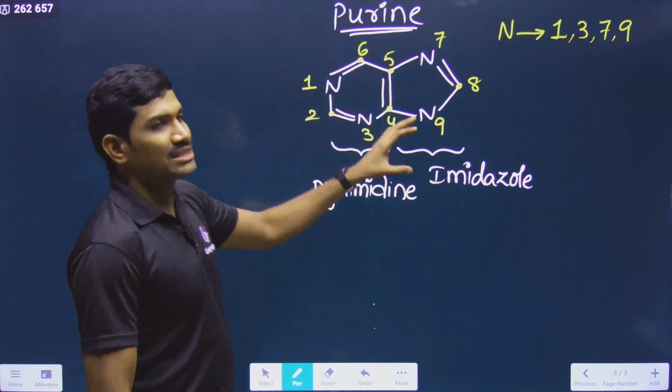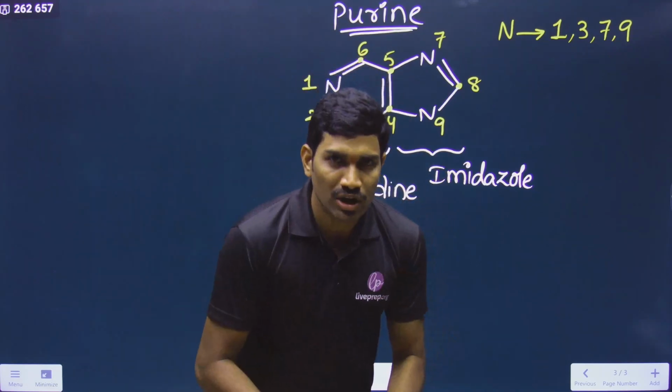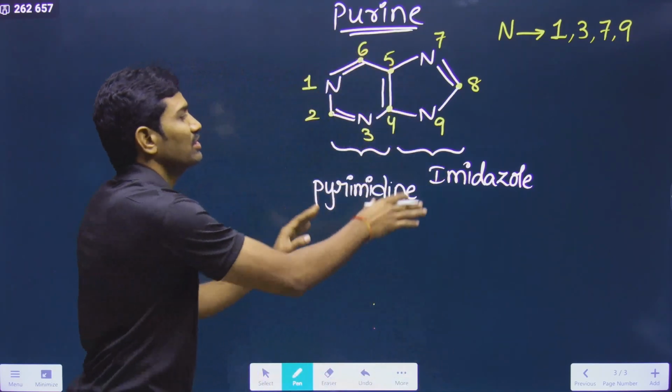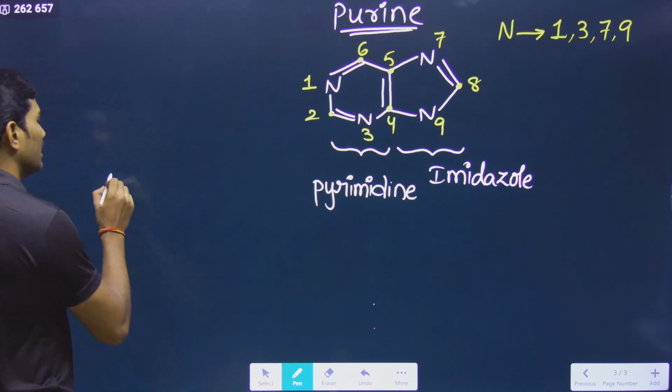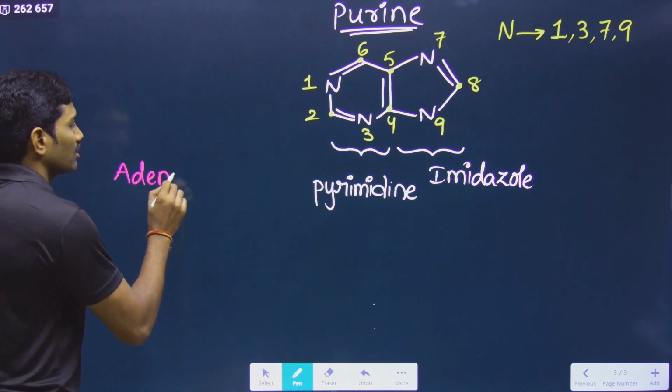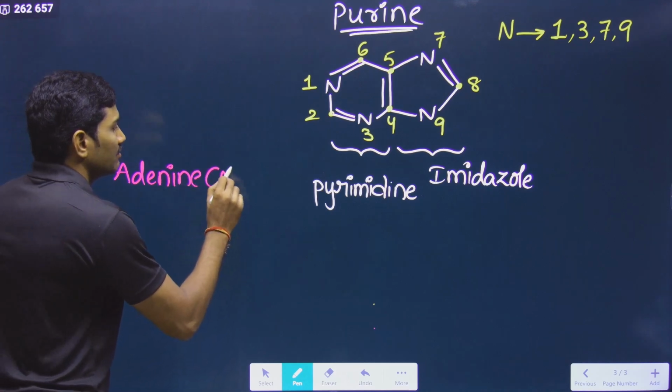So this is the basic structure of the purine. So those molecules which are having this basic purine structure are called as purines. That's it, simply. Now we will talk about the adenine. It is indicated with A.